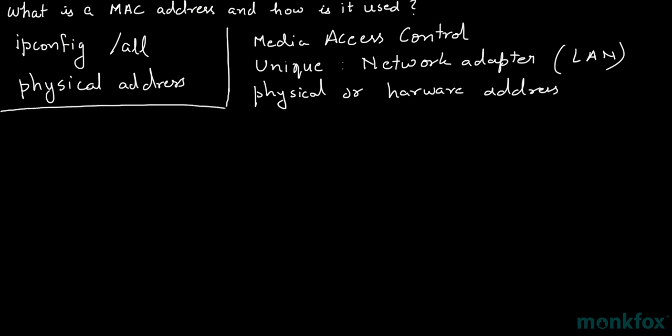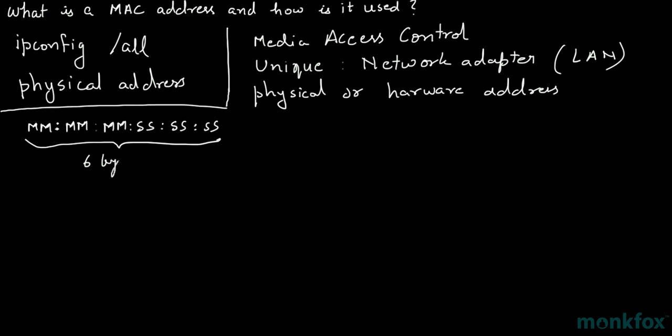Now we need to understand what a MAC address looks like. A MAC address typically looks like MM with a colon, so it's a 6-byte address or 48-bit address.